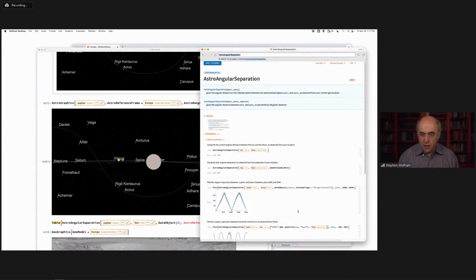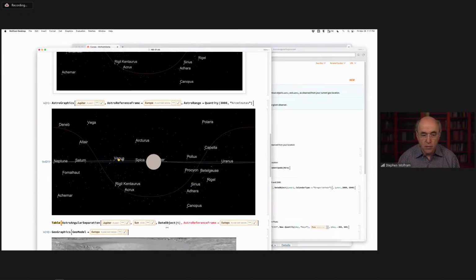It's a bad sign that that went red. What did I do wrong? Astro angular separation, Jupiter, the sun, date object of t. Why is that? Confused I am. Okay, let's not worry about that for a second.